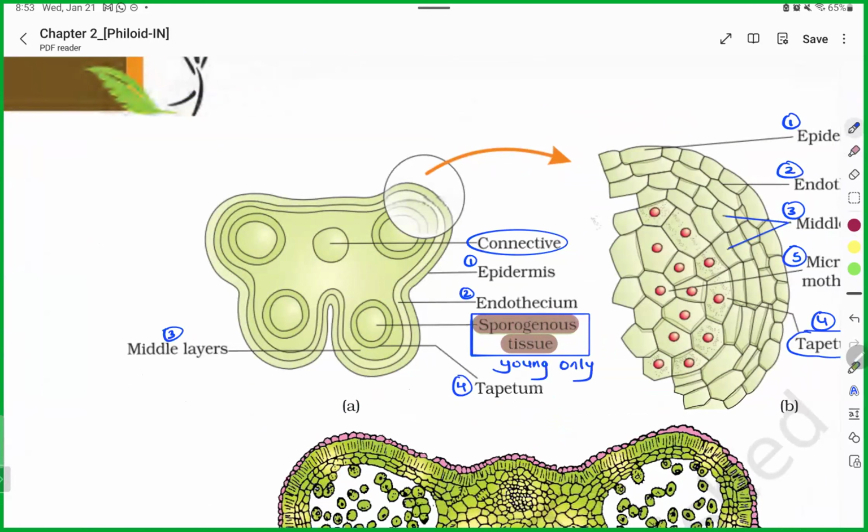Yes or no? Did you notice this carefully? Sporogenous tissue is present only in the young version. Yes, I knew this. Okay, good.